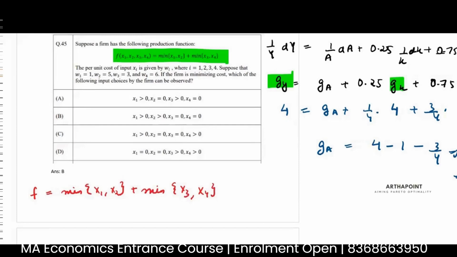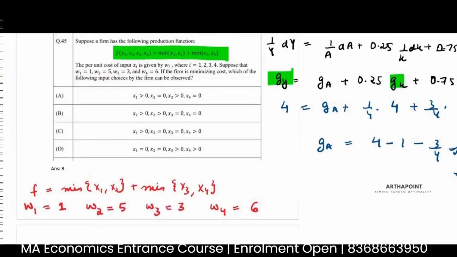Is it? No, it is given by 1, 5, 3, 6. So W1 is 1, W2 is 5, W3 is 3, W4 is 6. If the firm is minimizing its cost, which of the following input choices by the firm can be observed? Very good question. Now just think about it.